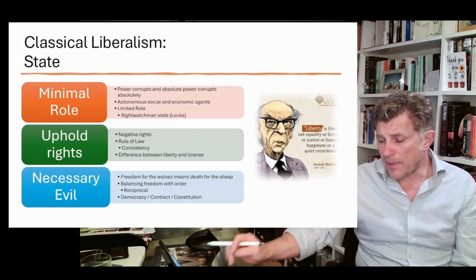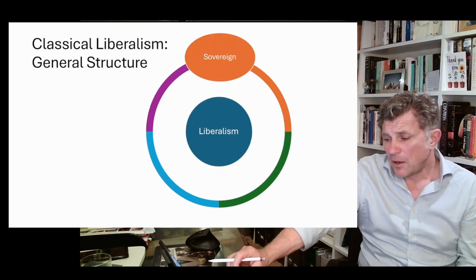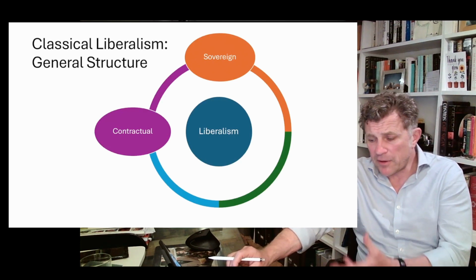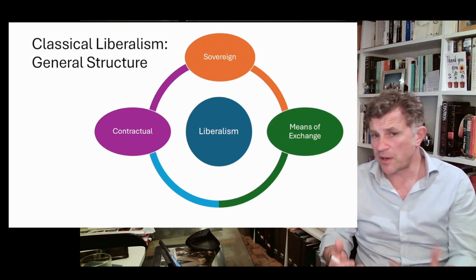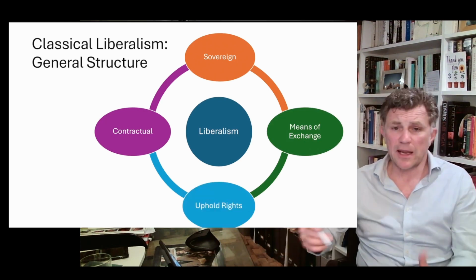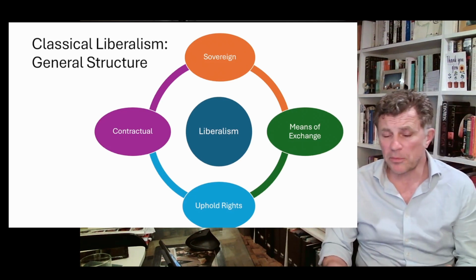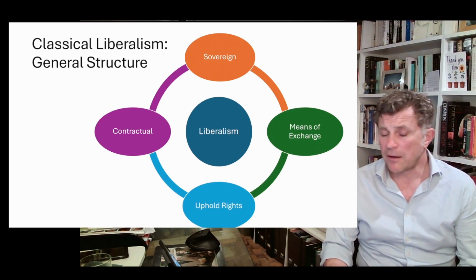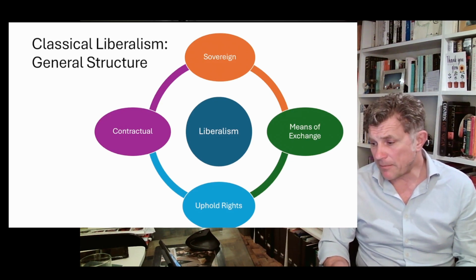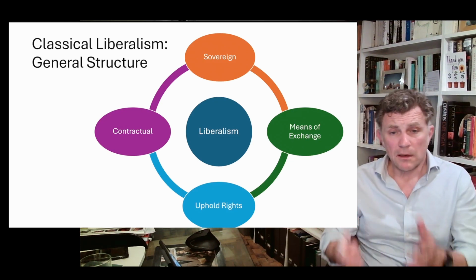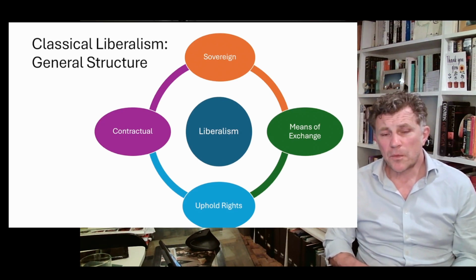And that's about it, to be brutally honest. Again, you can make it much, much, much more complicated, but as long as you remember that the individual is sovereign, and that leads to a contractual society, and then we have a means of exchange. The economy is really just a means of exchange, and the job of the state is to uphold rights, those rights in society and those rights in the economy. Then you're pretty much there. Add to that a couple of thinkers, particularly thinkers from the main set, and yeah, you are done. That's it for classical liberalism. We'll come back in the next video with modern liberalism.